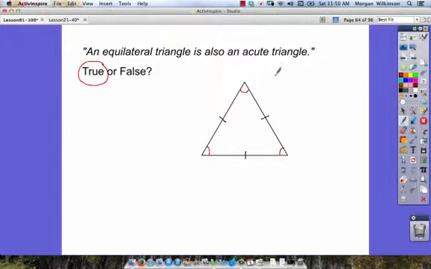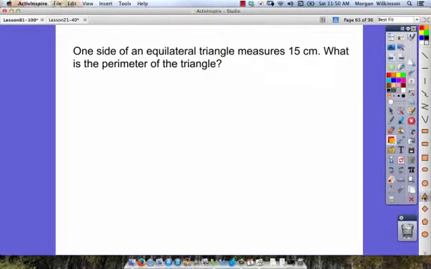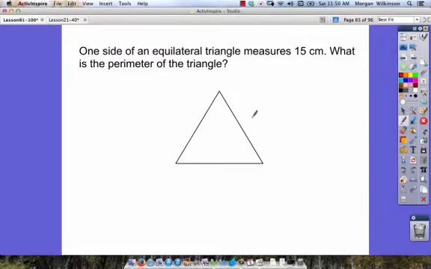One key with these problems is to draw out a picture to help you visualize what's happening with the problem. Let's look at our next problem. One side of an equilateral triangle measures 15 centimeters. What is the perimeter of the triangle? So again, if we have an equilateral triangle, here we go, that looks pretty good. If one side of the equilateral triangle measures 15 centimeters, what is the perimeter of the triangle? Well, equilateral just means all sides are the same length.